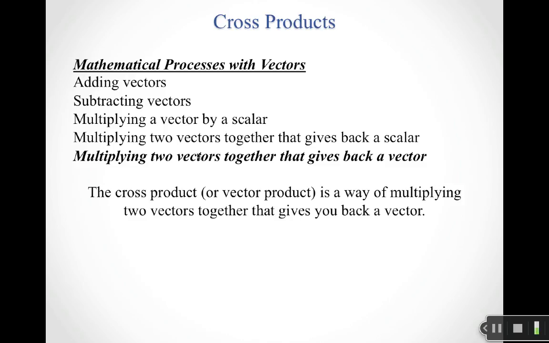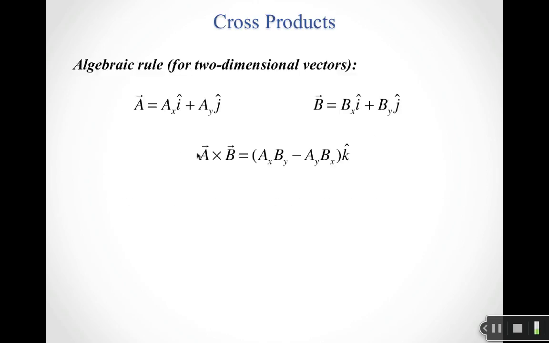And so the cross product, which is also known as the vector product, that's our way for multiplying 2 vectors together that gives you back a vector, which means that there's got to be both a magnitude and a direction in our answer. So algebraically, there's a rule, and we'll start with using sort of the simplified version for 2-dimensional vectors because that's most of what we'll deal with.